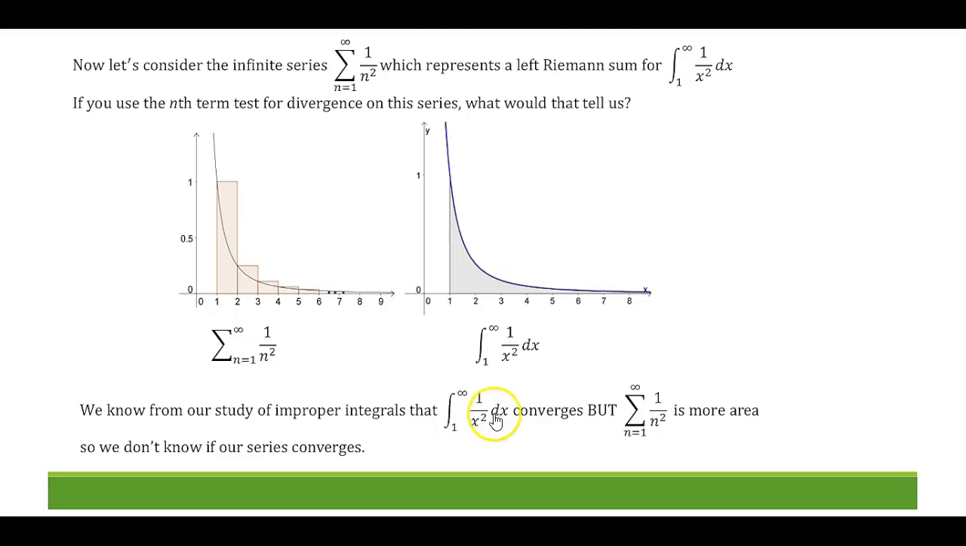Now the reason for this is because this is 1 over x to the p, and when the value of p is greater than 1, then we know the improper integral converges. But this doesn't really help us. So if this improper integral converges, but we have a series that's more area than that, the series 1 over n squared is more area, we don't know if our series converges or not. So we're going to do a little bit more analyzing.